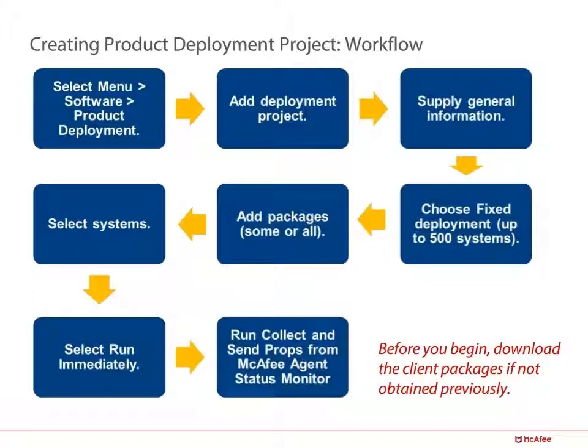Then our next step is to select which systems you want it to be deployed to. You can select the option of run immediately, or you can set a different schedule. And then after that, wait for the machine to install the product and then report back to the EPO server. You can do the collect and send props from the McAfee agent status monitor locally on the machine if you're not getting any of the information. Or you can do an agent wake-up call, but we caution you on too many agent wake-up calls because you could accidentally create a denial of service attack on your EPO server.